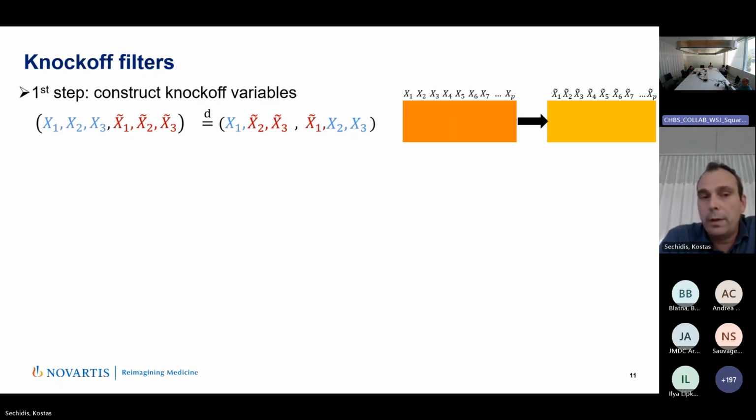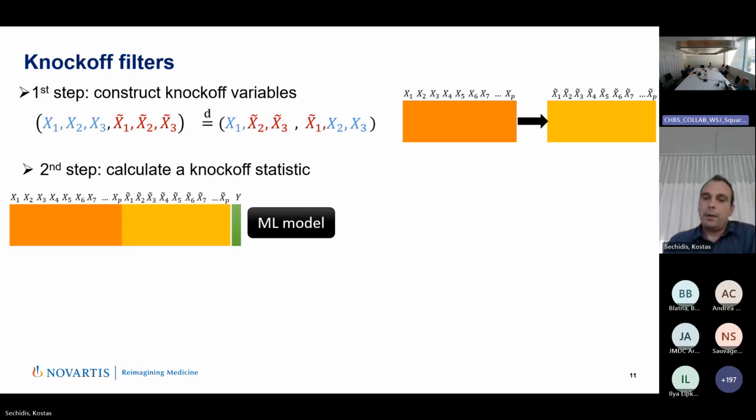Then they had work that relaxed this by assuming some hidden Markov model. And then there was various work around deep learning and many other ideas to generate valid knockoffs. Now, in the second step, we take the original features and the knockoffs, and we fit the machine learning model in this space of the original and the knockoffs. And then we calculate importance scores for both of them.